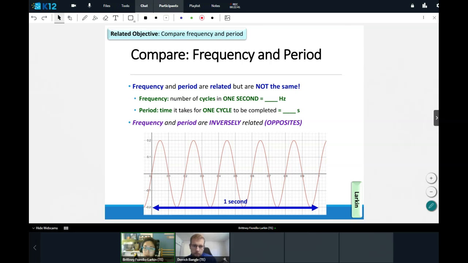Let's go ahead and now compare again frequency and period. So frequency and period are related, but they're not actually the same thing. So again, frequency is the total number of cycles in a whole second. All right, so let's go ahead and count those up. All right, so here's my start. Go ahead and point for me on the board. Where's the end of my first wave? Where is the end of my first wave? Find that top and bottom bump.